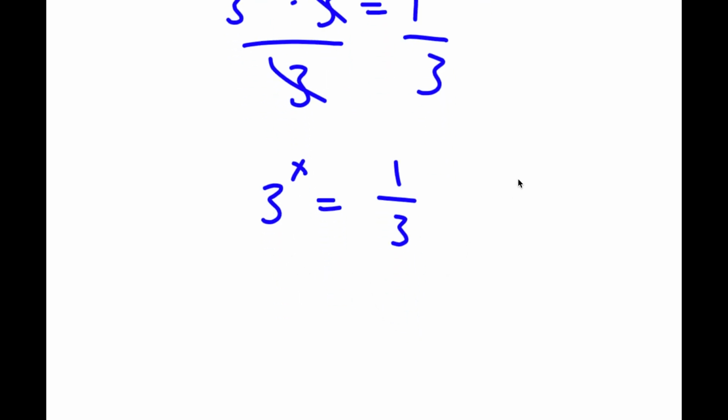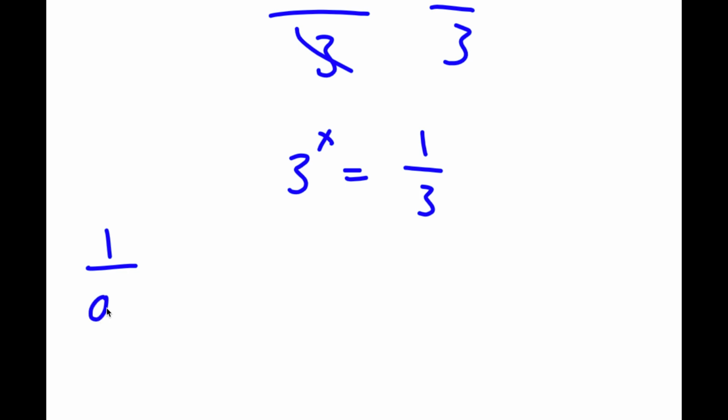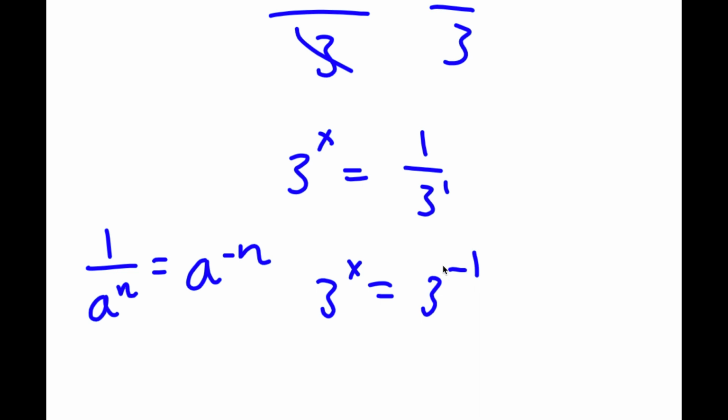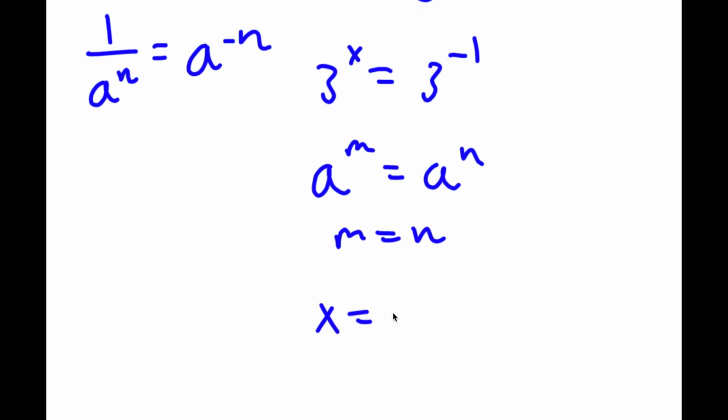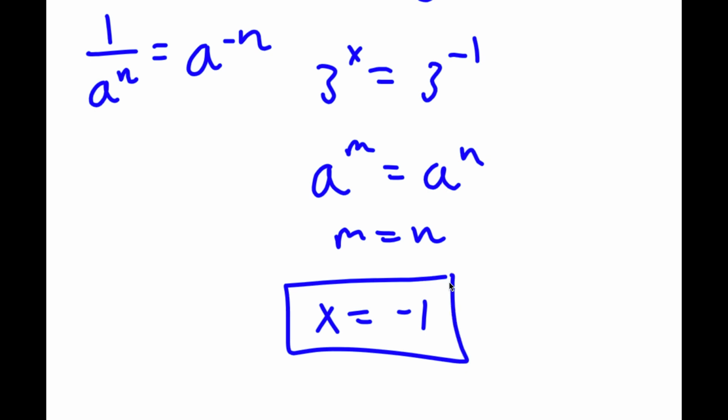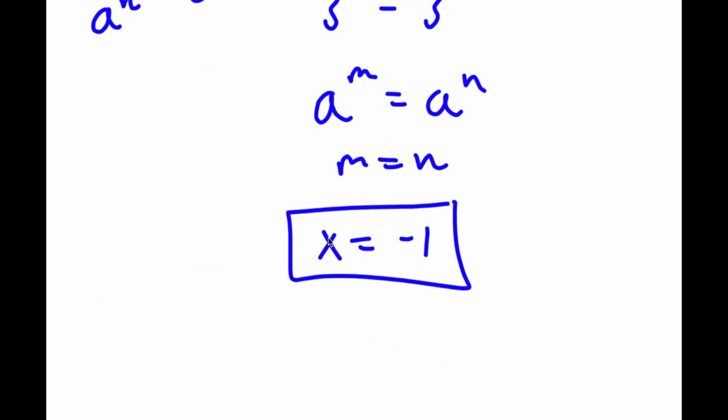Now, if I have something in the form 1 over a to the power of n, this is simply equal to a to the power of negative n. So we can think of 3 in this case as 3 to the power of 1. So 1 over 3 to the power of 1, that's going to be the same thing as 3 to the power of negative 1. And remember, if I have something in the form a to the power of m is equal to a to the power of n, this means that m is equal to n. So in this case, x is equal to negative 1. So this is my answer, again, using the second method.